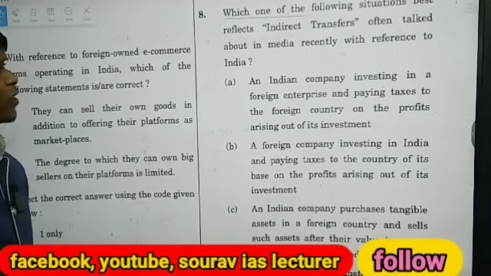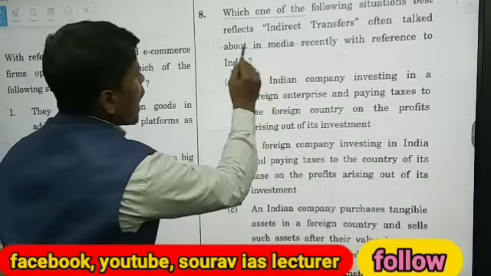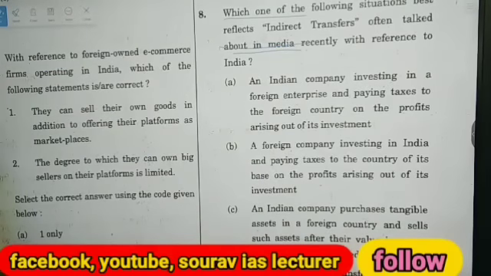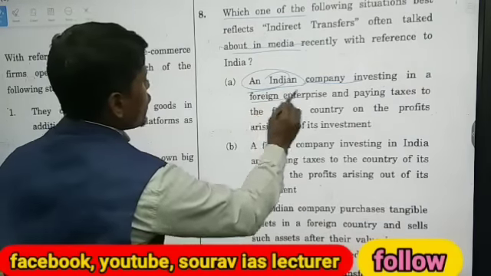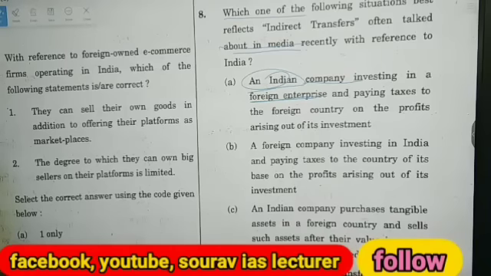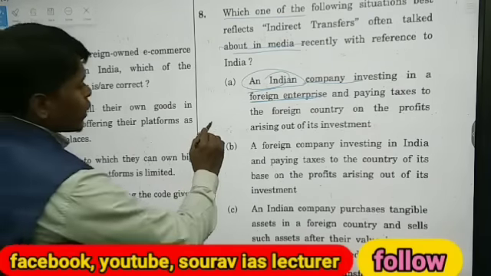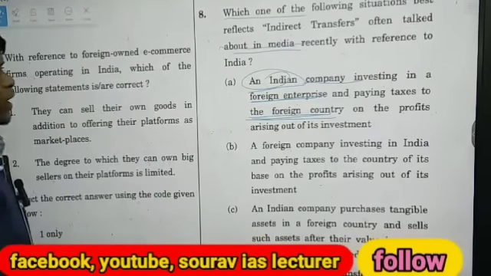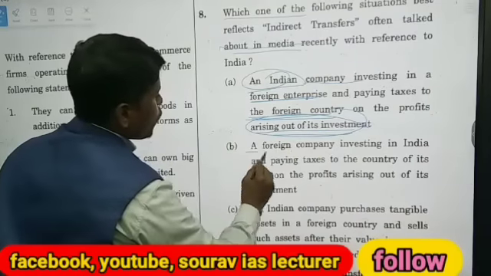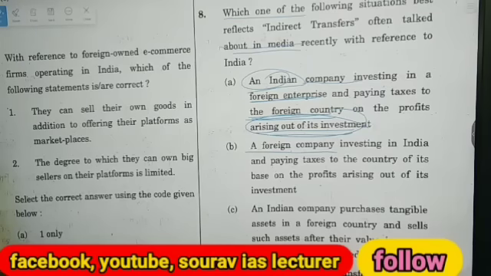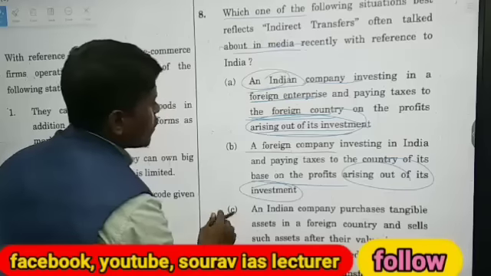Which one of the following situations best reflects an indirect transfer, as talked about in the media recently with reference to India? An Indian company investing in a foreign enterprise, paying tax to the foreign country on the profit arising out of the investment. A foreign company investing in India, paying tax to the country of its origin based on the profit arising out of the investment.